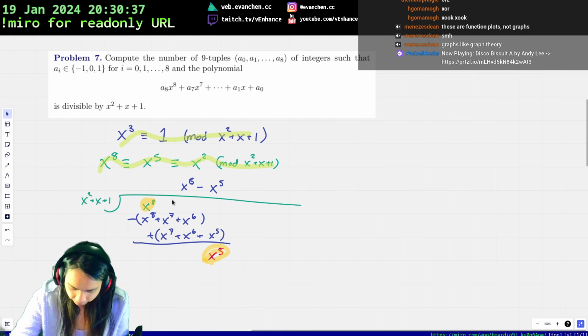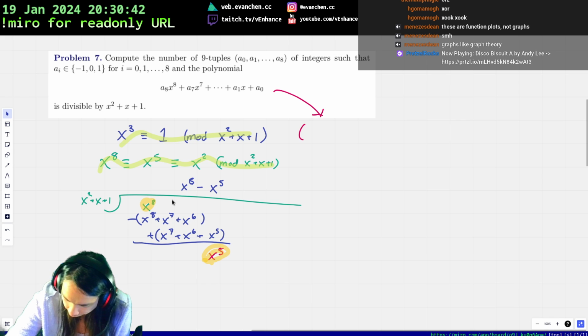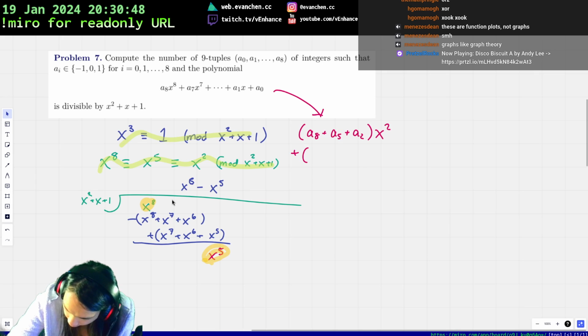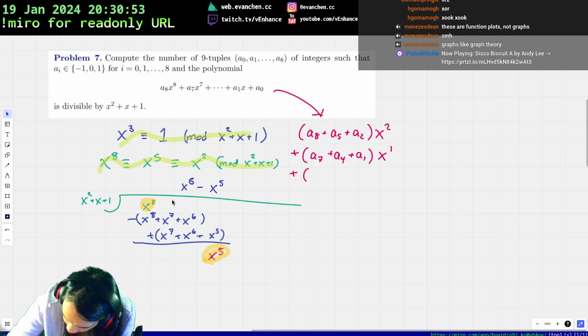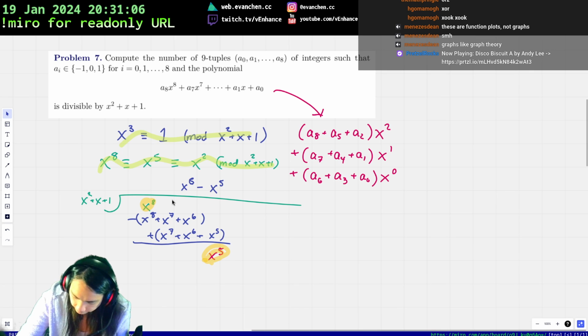So once you realize this, suddenly this problem becomes way easier, because this thing is a8 plus a5 plus a2. Here's everything that left x squared. And then here's a7 plus a4 plus a1 times x to the 1. And here's a6 plus a3 plus a0. Okay, and if you want x squared plus x plus 1 to divide this thing, then what you find is that the divisibility condition is exactly requiring all three of these numbers to be equal. I don't need a box, I'll just write equals.